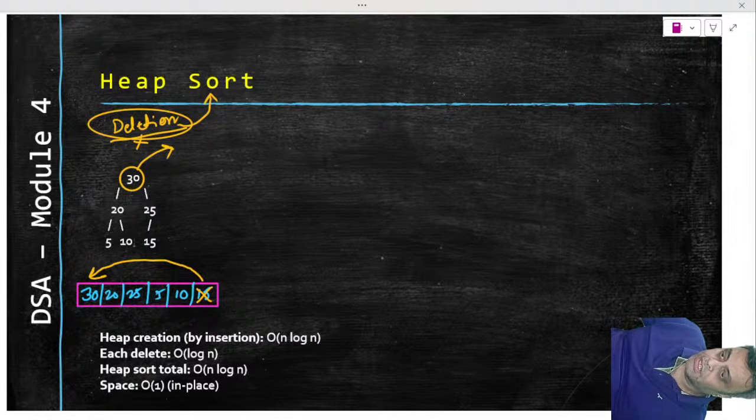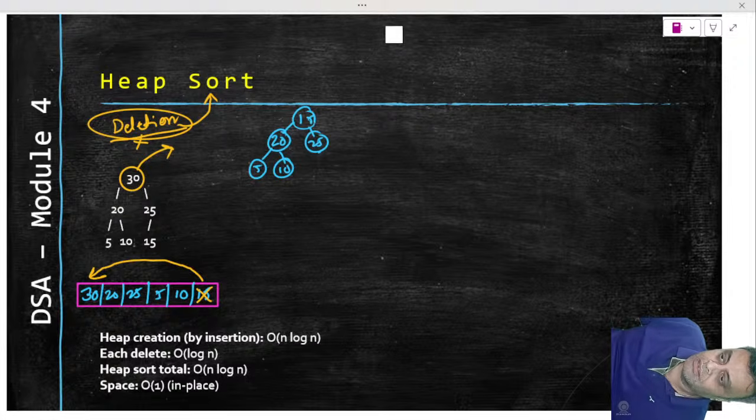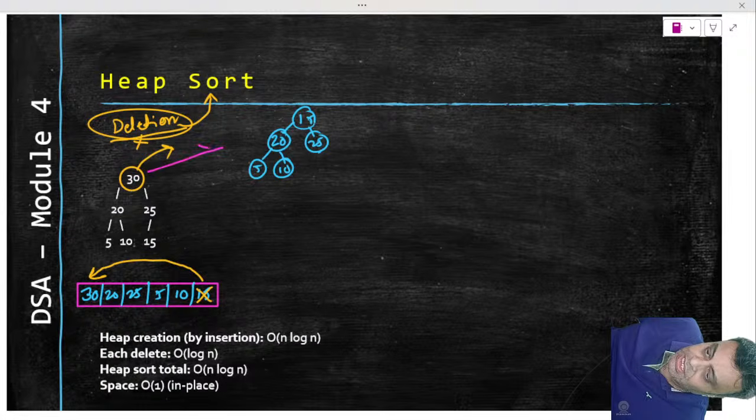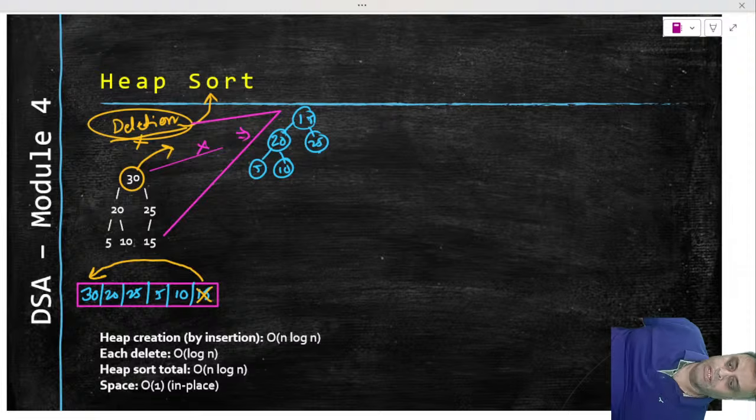So if I draw the tree for you now, the tree will look like this: 15, 20, 25, 5, 10. Actually 15 is not there, 15 has moved up. So I have deleted 30. So this 30 is deleted and is no more a part of this tree. And instead this 15 has moved up, right? So this 15 has moved up and taken its position.